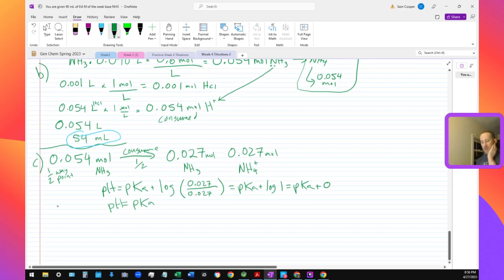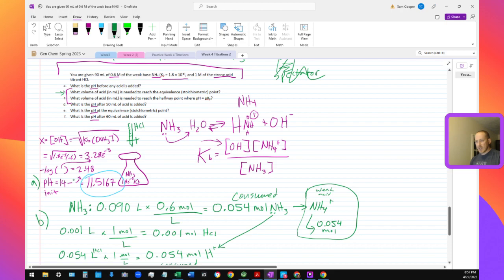And it looks like it would take how many moles of HCl? Exactly 0.027. And since this is 1 molar HCl, that's 27 milliliters. So we need that many moles of HCl, and that's going to be 27 milliliters of our 1 molar HCl. Okay, awesome.